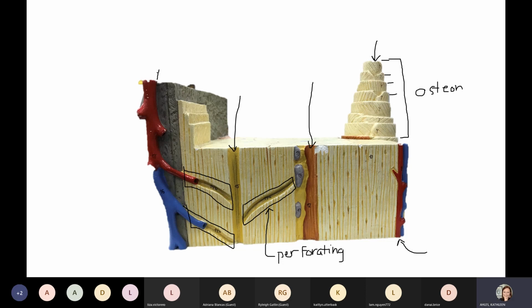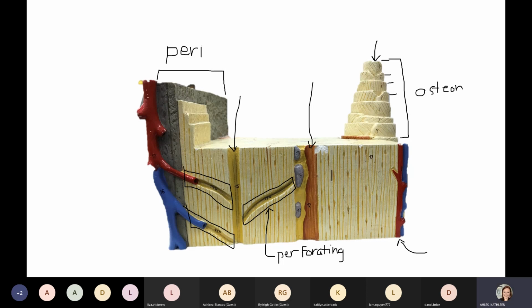Notice in this picture, again, we can see that gray connective tissue on the outside called the periosteum. The periosteum. That's where some of those blood vessels come from outside the bone tissue into the central canal.